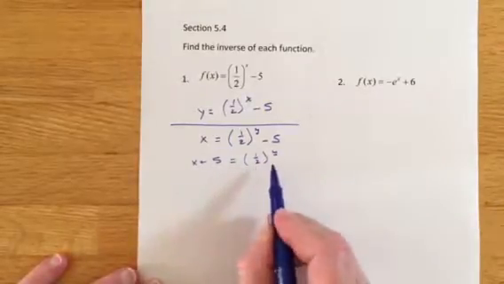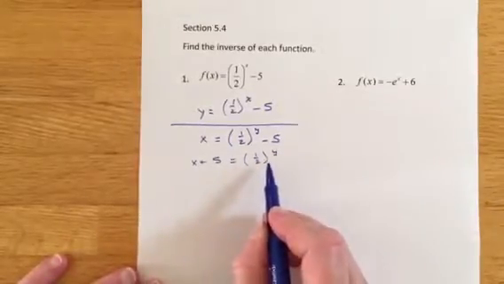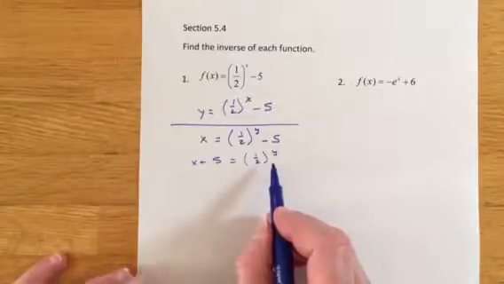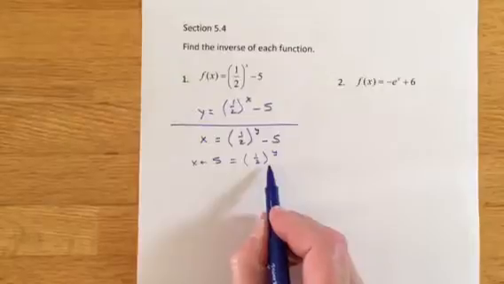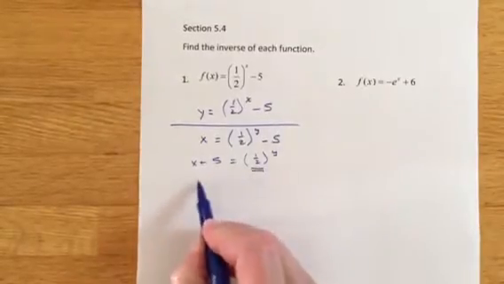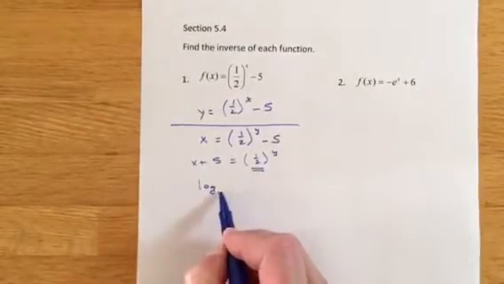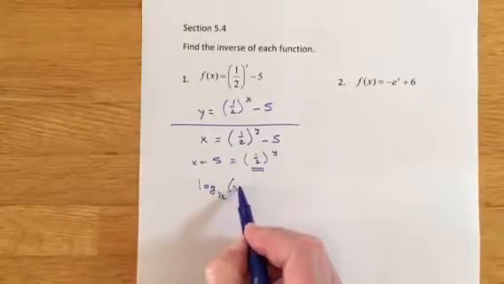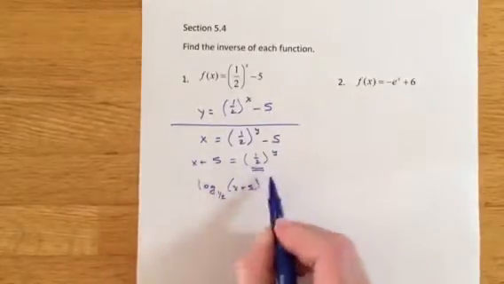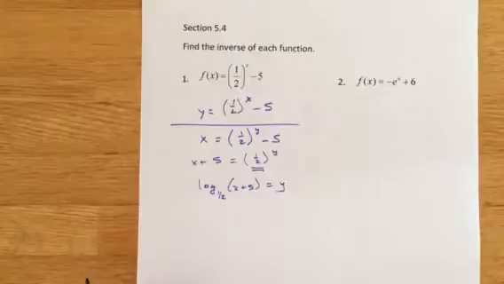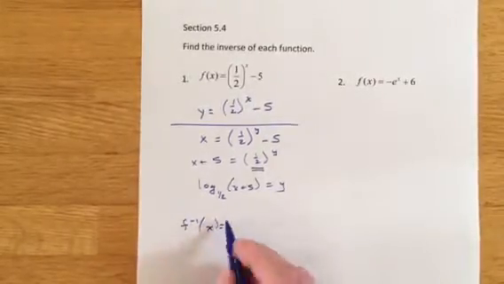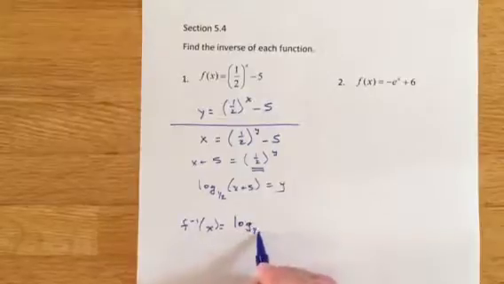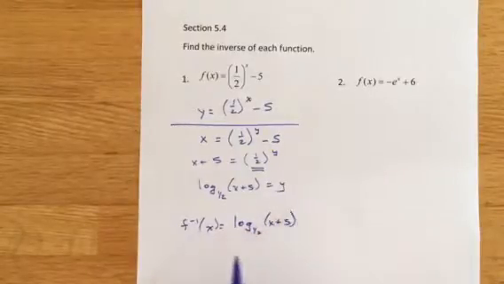And now here we have to think, okay, what are we going to do to get that y out of the exponent? The only way to do that is to introduce a log. So this is an exponential equation with base 1/2. If I want to rewrite it, it would be log base 1/2 of the x plus 5. Remember, we'll switch those, equals y. So our f inverse of x is log base 1/2 of x plus 5.